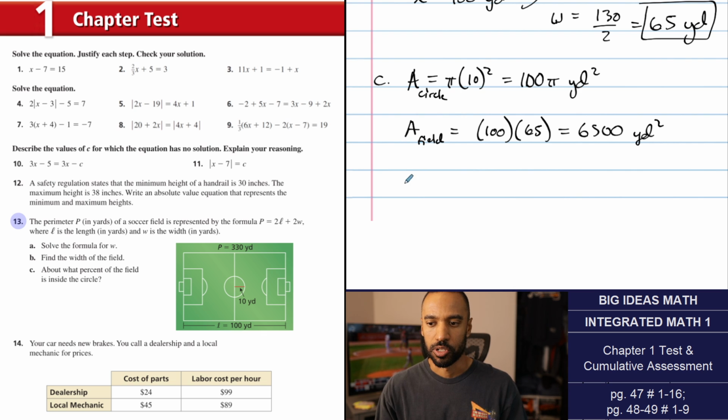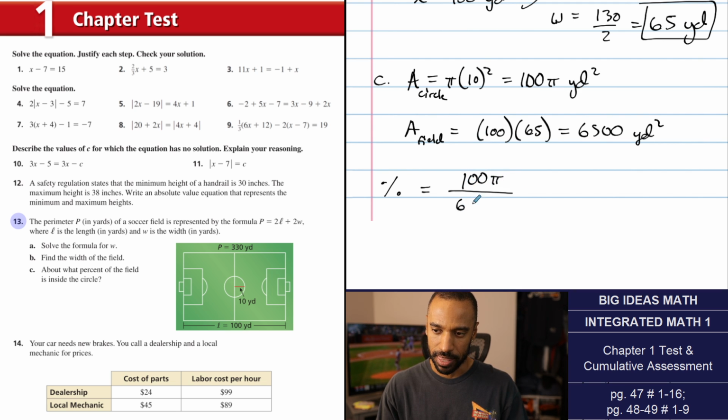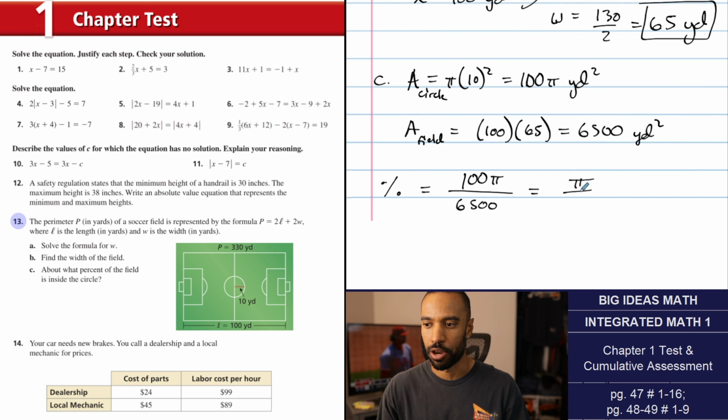We're going to get the percentage of this. I'll just say percent equals. That looks weird. But the percentage of the area of the circle is taking the area inside of there divided by the area of the entire thing. So 100 pi over 6,500, which is another way of saying pi over 65.